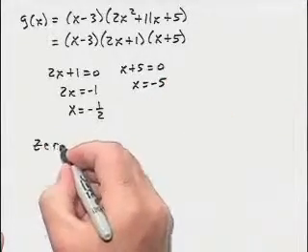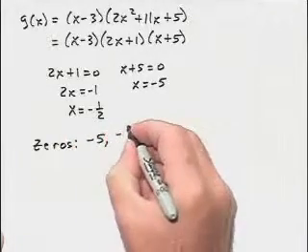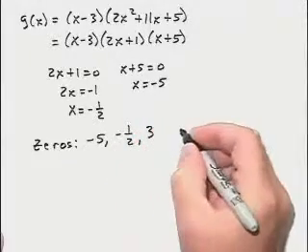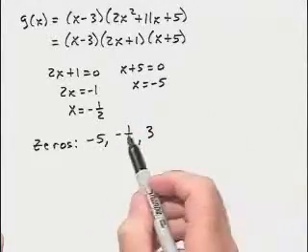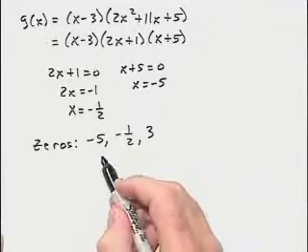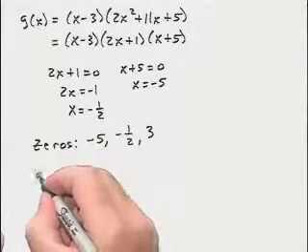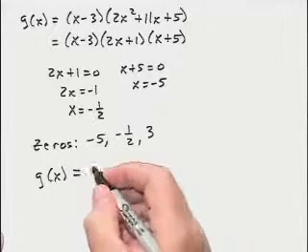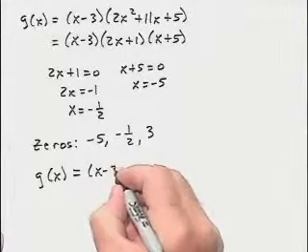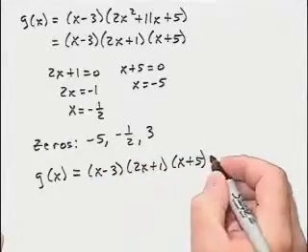Therefore, the zeros for our function are negative 5, negative 1/2, and 3. Now, if you notice, these are three rational zeros as well, and if we look back in Part C at our list of potential rational zeros, we'll see that each of these occurred in that list. Our function in completely factored form is then x minus 3 times 2x plus 1 times x plus 5. Now that we've found the zeros for our function, we're going to turn our focus to the intercepts.